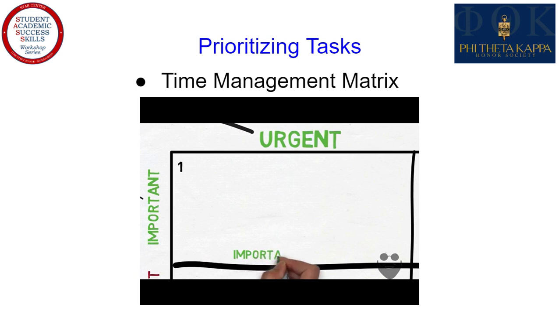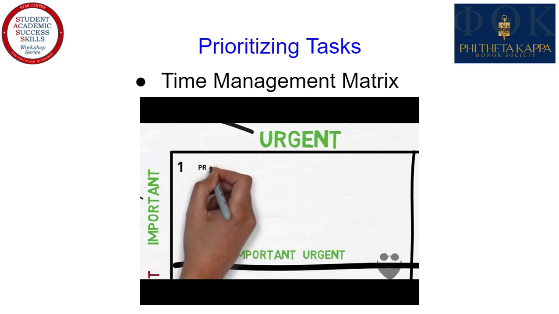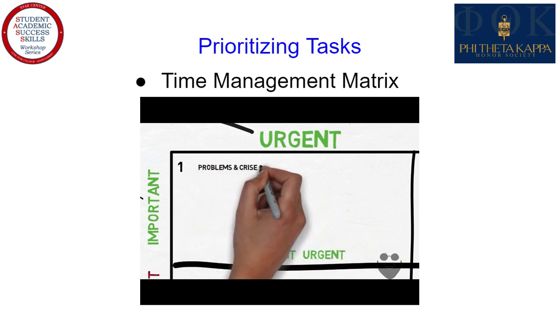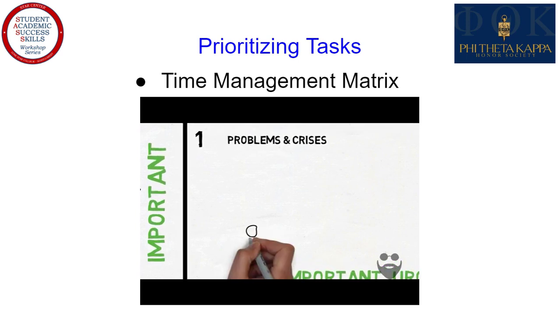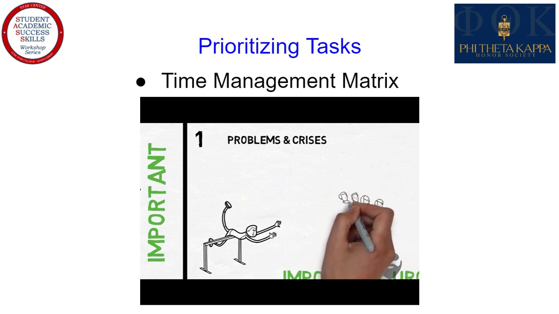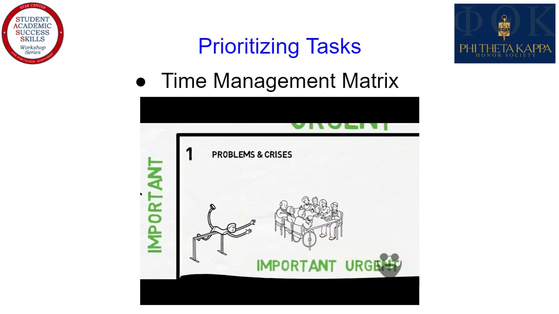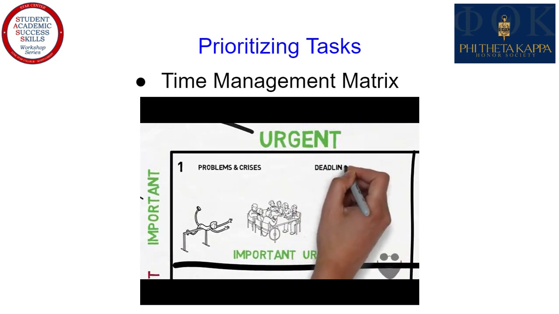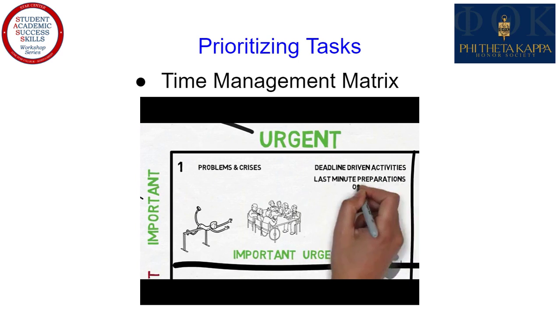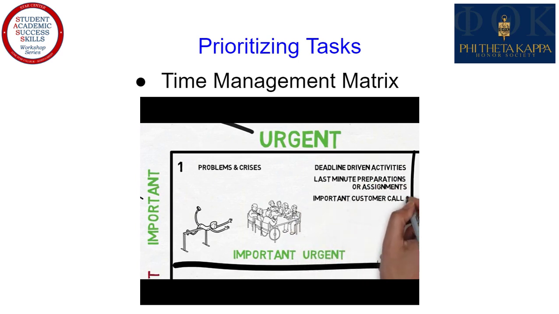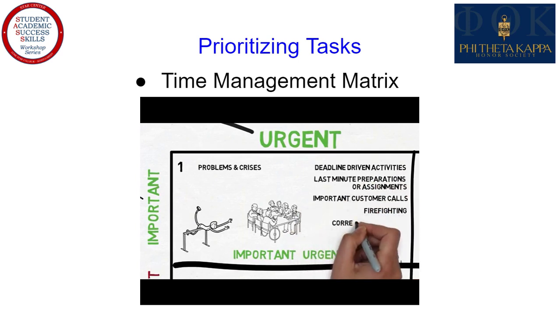Quadrant 1 is important and also urgent. Problems and crises which need immediate attention fall into Quadrant 1. If these problems are neglected, you will be in trouble. For example, if you have an important meeting today and you don't attend it, you will have a major problem. All crises, deadline-driven activities, last-minute preparations or assignments, important customer calls, firefighting, and corrective activities are in Quadrant 1.